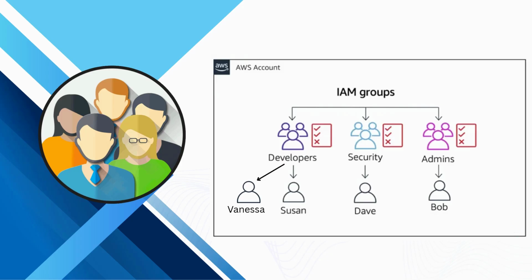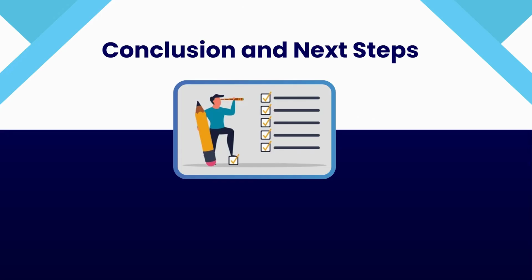Another example, if a developer changes jobs and becomes a security engineer, instead of editing the user's permissions directly, you can instead remove them from the old group and add them to the new group that already has the correct level of access. So in this example, Susan decides she wants to move into security. Well, all we do is take her out of this group and put her in the security group. So that's a brief introduction to groups. We're now going to dig a bit deeper, but first I just want to go through some of the benefits of using groups.